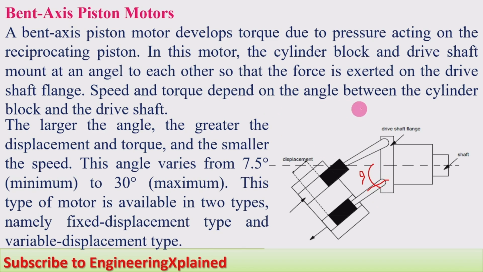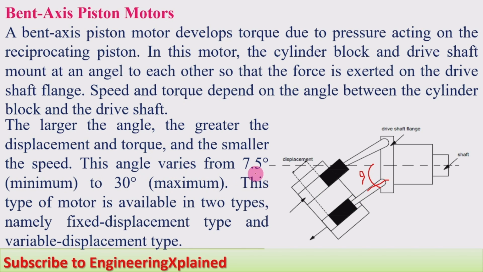Speed and torque depend on the angle between the block and the drive shaft. This angle can be varied, and by varying it, the flow rate as well as the torque and speed can be changed. The larger the angle, the greater the displacement and torque, and the smaller the speed. The speed will be reduced.